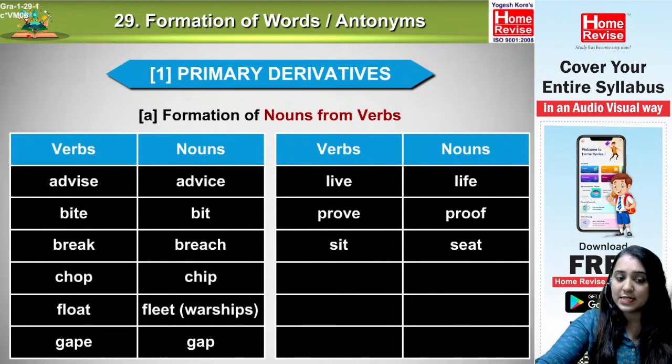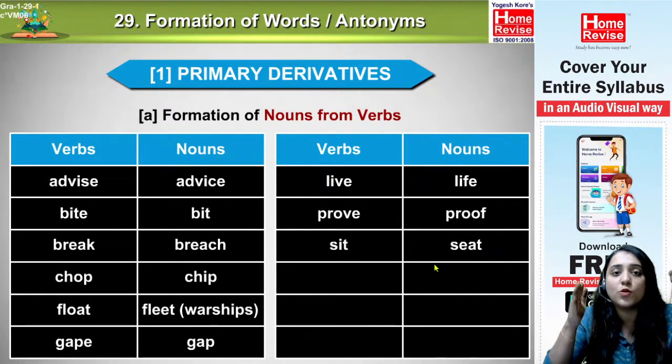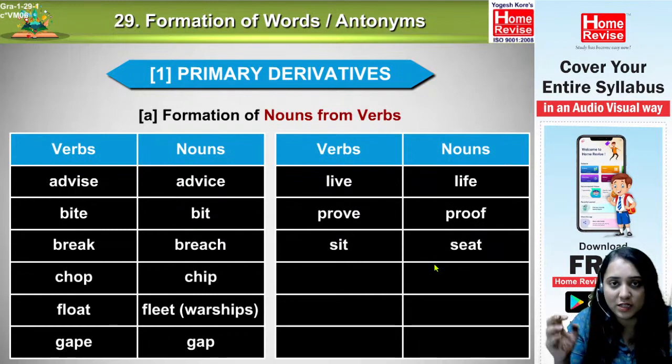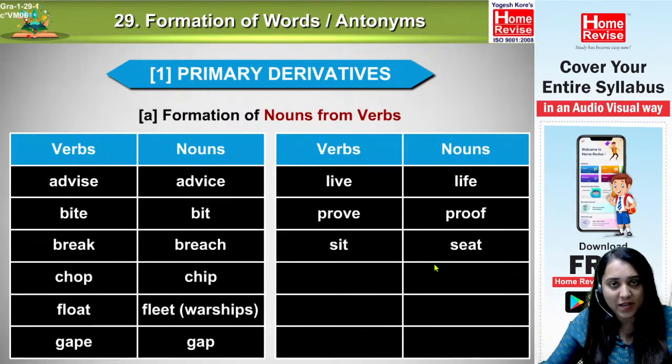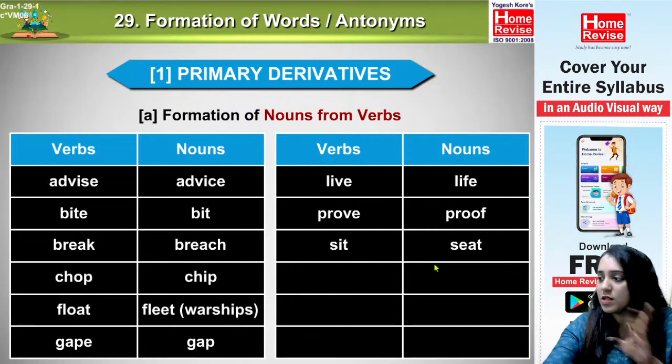Let's see. Sit and seat. Please sit down and have a seat. So these are two different things. Please sit down means you will do some action, that you will be sitting down. Please sit down and have a seat means you already have a place where you can sit and someone is offering you that please have a seat. So these are two different things.